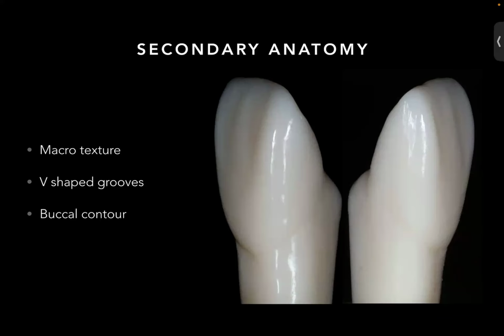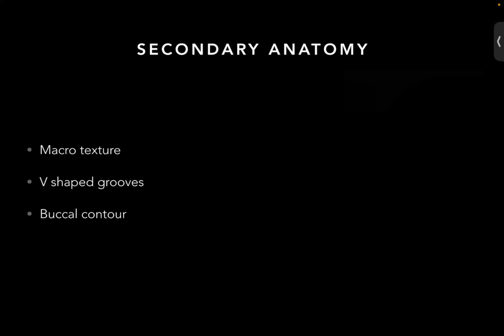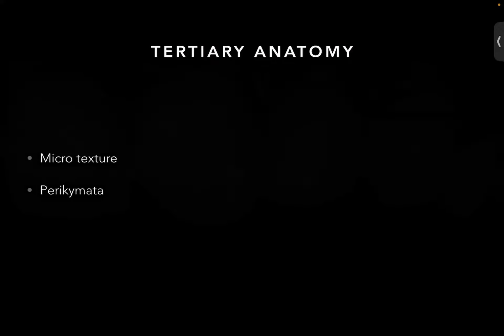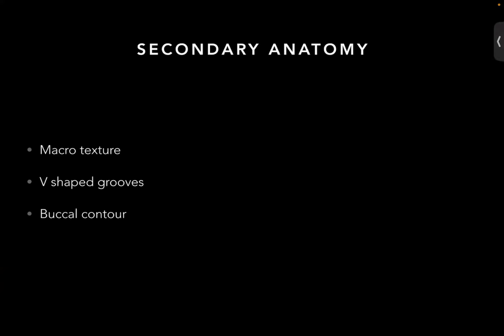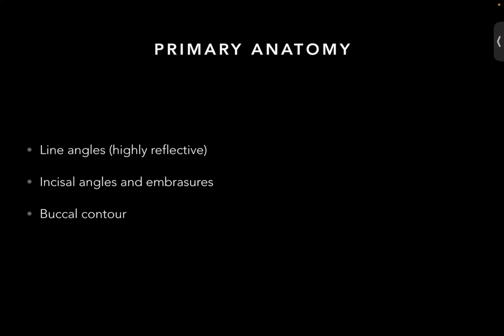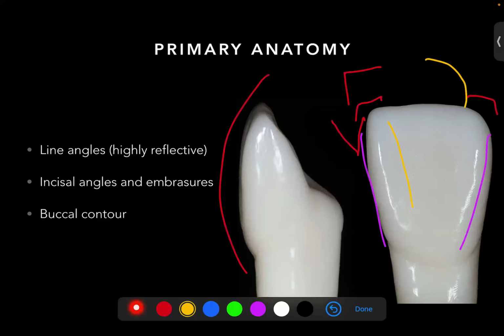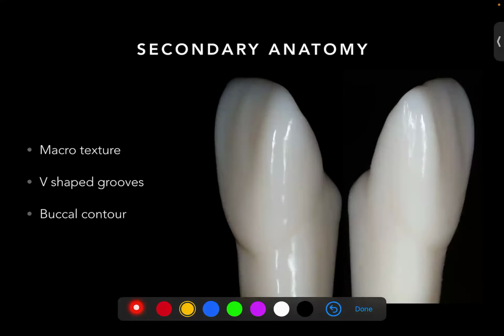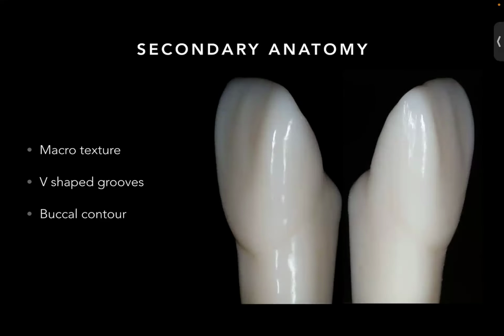When you look at a tooth from the front, you will not notice any V-shaped grooves. But when you look at it from the side, probably at 45 degrees, you will notice small V-shaped depressions on the buccal surface. Those are the secondary anatomy. Again, obviously, we are going to replicate it only if the natural adjacent tooth has them.